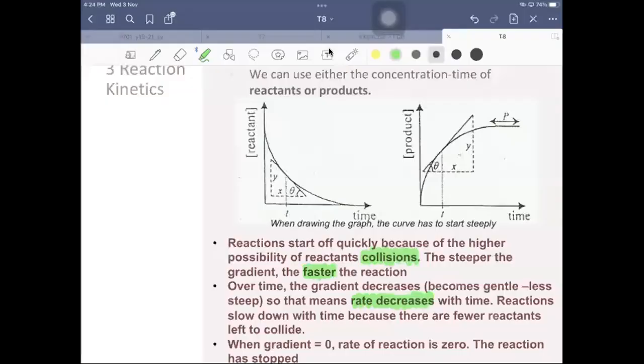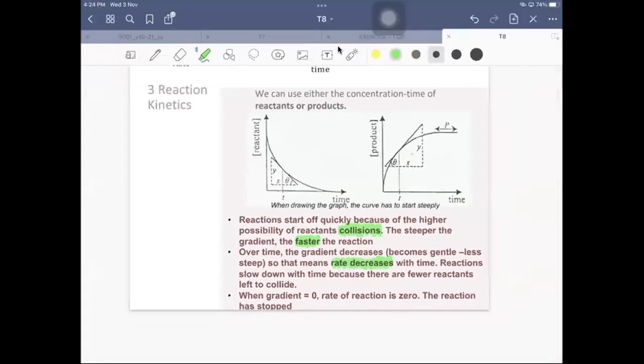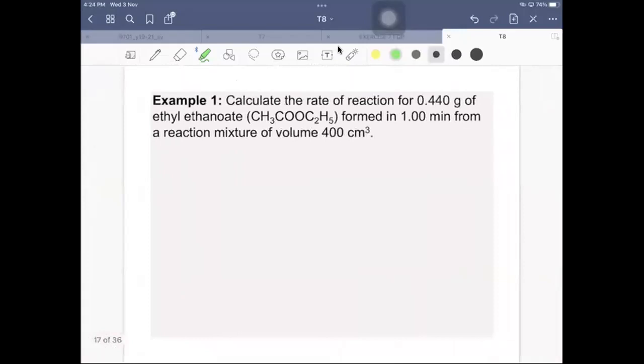Moving on, now we are looking at an example. Example 1: calculate the rate of reaction for 0.440 grams of ethyl ethanoate formed in 1 minute from a reaction mixture of volume 400 centimeter cube.